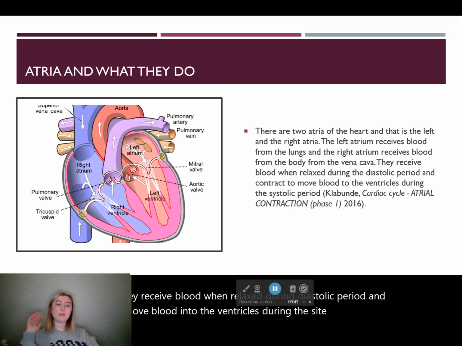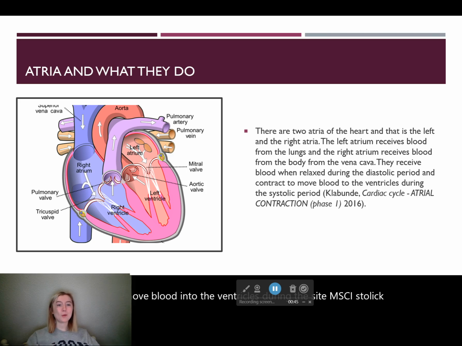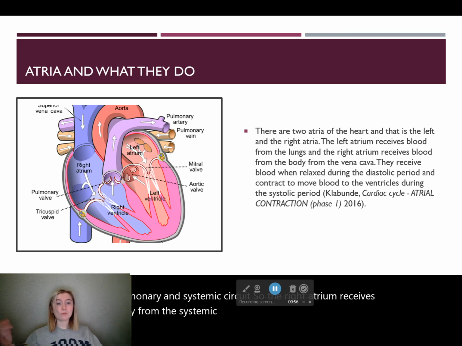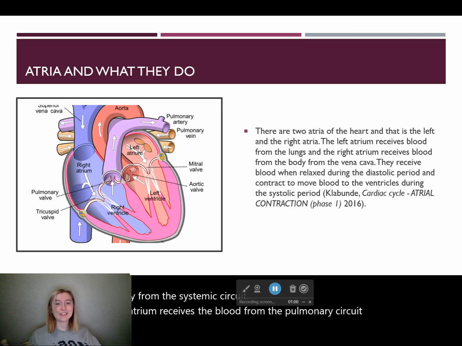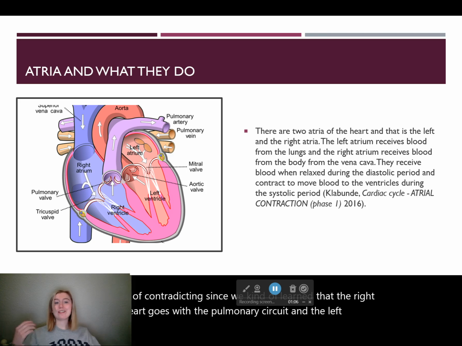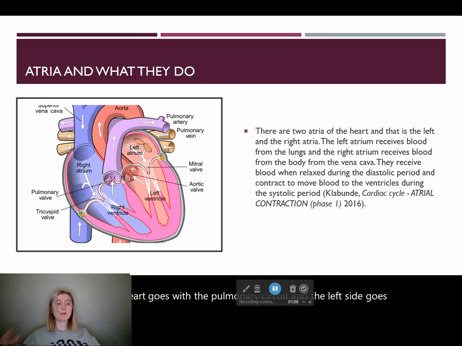So, if you remember back in AMP1, we talked about how there's a pulmonary and a systemic circuit. The right atrium receives blood from the systemic circuit, and the left atrium receives blood from the pulmonary circuit, which is kind of contradicting since we learned that the right side of the heart goes with the pulmonary circuit and the left side goes with the systemic circuit, but as to where they receive blood from, it's actually switched.